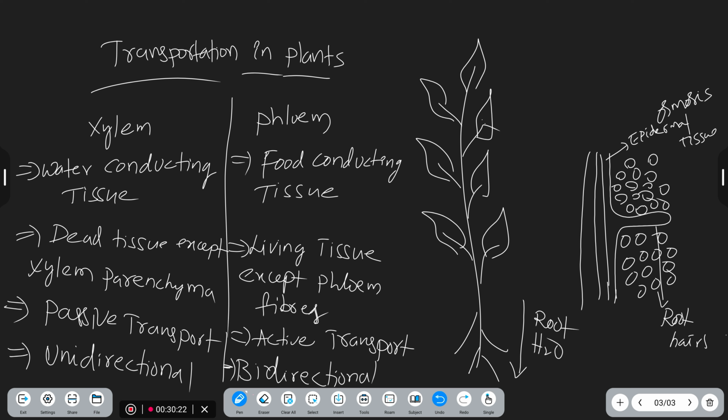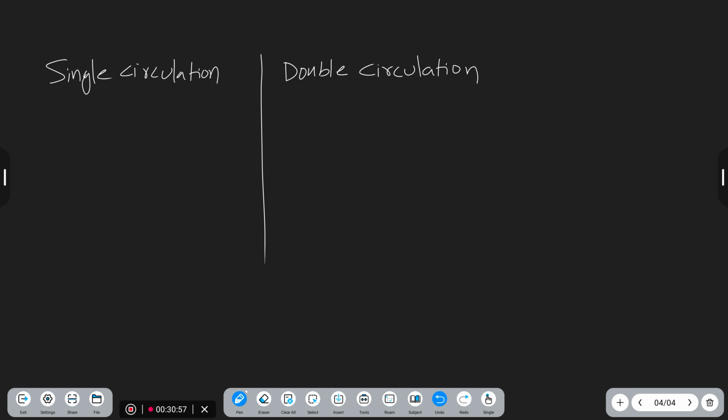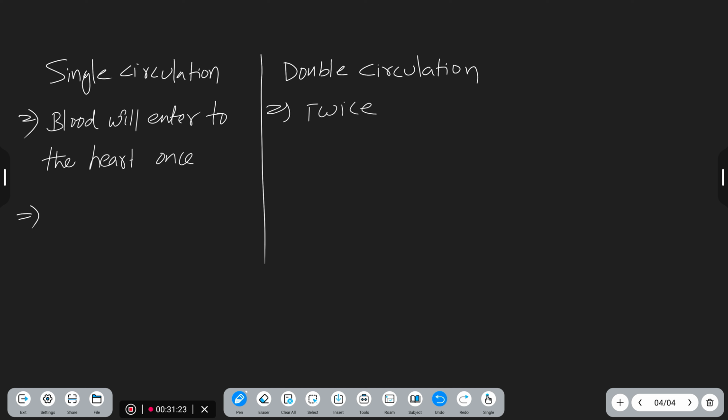And what are the differences between single circulation and double circulation? In single circulation, the blood will enter the heart once. In double circulation, the blood will enter the heart twice.